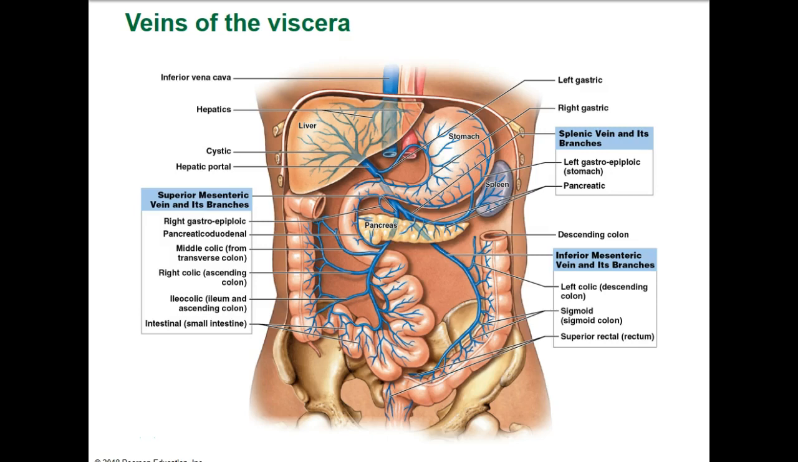And by the way, let me say that right. It should be pancreaticoduodenal.